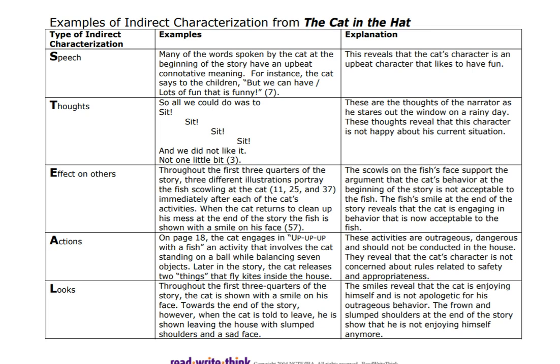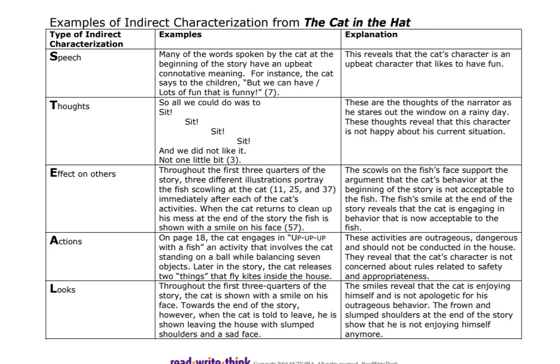So, for example, for speech, many of the words spoken by the cat at the beginning of the story have an upbeat connotative meaning, that means how the word makes us feel. For instance, the cat says to the children, "But we can have lots of fun." Now we have to give an explanation about what that actually shows. So this reveals that the cat is an upbeat character that likes to have fun. We can see that through what the cat actually said.